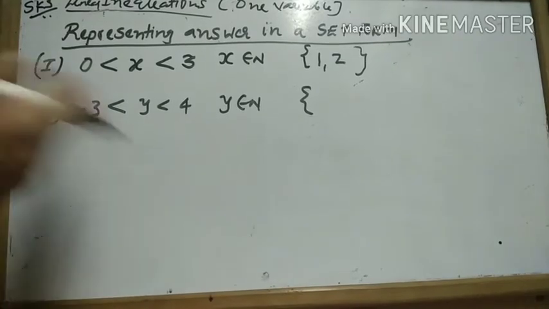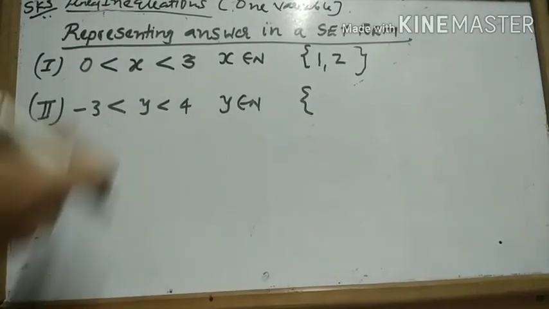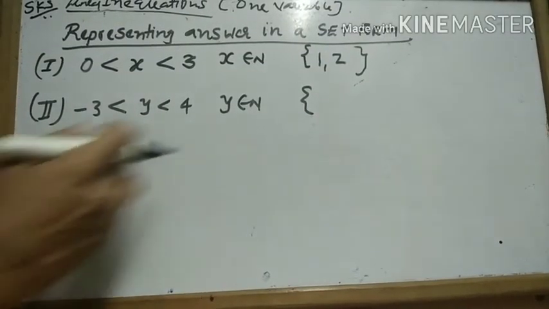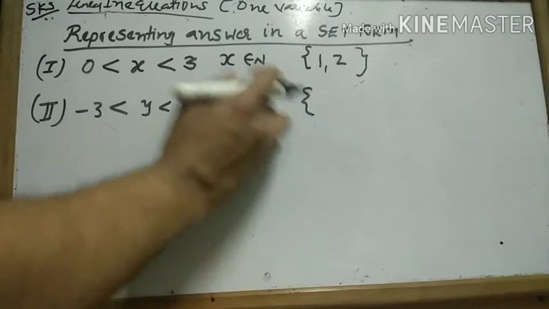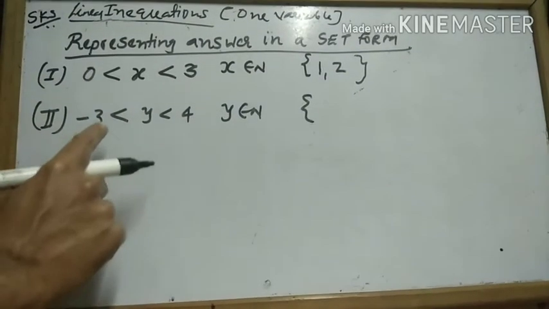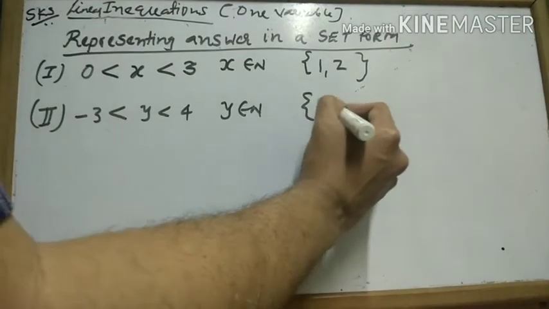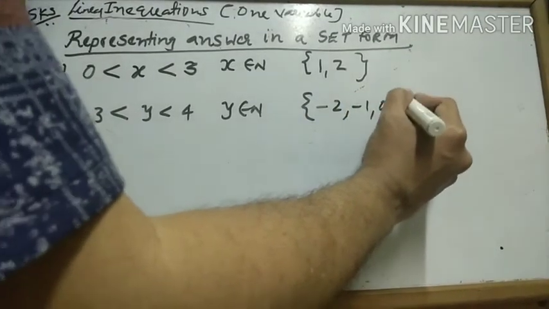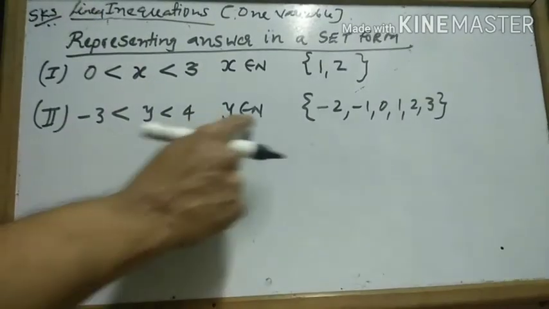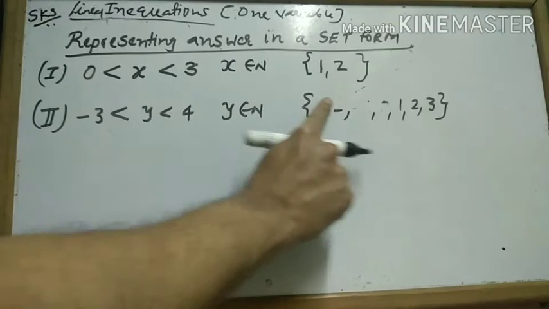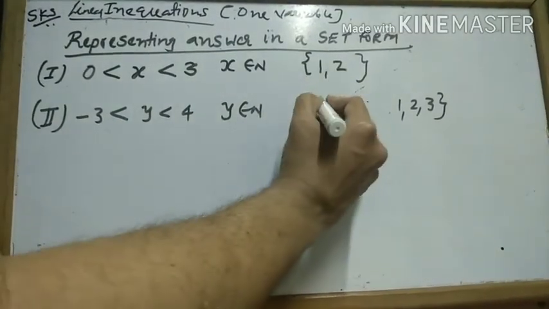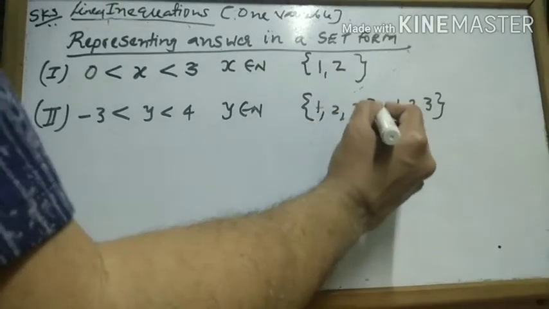But negative 3 is a bigger number, then negative 2, negative 1, 0, 1, 2, 3, likewise. But here you can see the replacement set, meaning the set from which I have to select the number, is natural numbers. So ideally this would be the answer, please understand this very well. But y being a natural number, I cannot take these three numbers because they are not natural numbers. So your answer set will be 1, 2, 3.